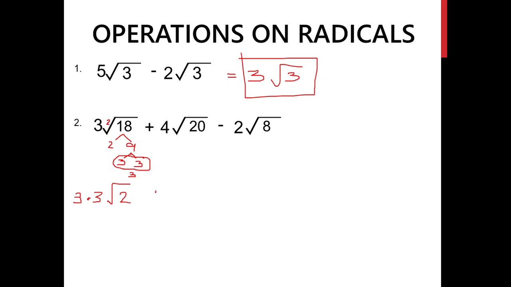Bring down the plus sign, bring down the numerical coefficient of the second term, and then let's try to simplify the square root of 20. Again, 20 is an even number, so let's divide it by 2. 20 divided by 2 is 10. 10 divided by 2 is 5.